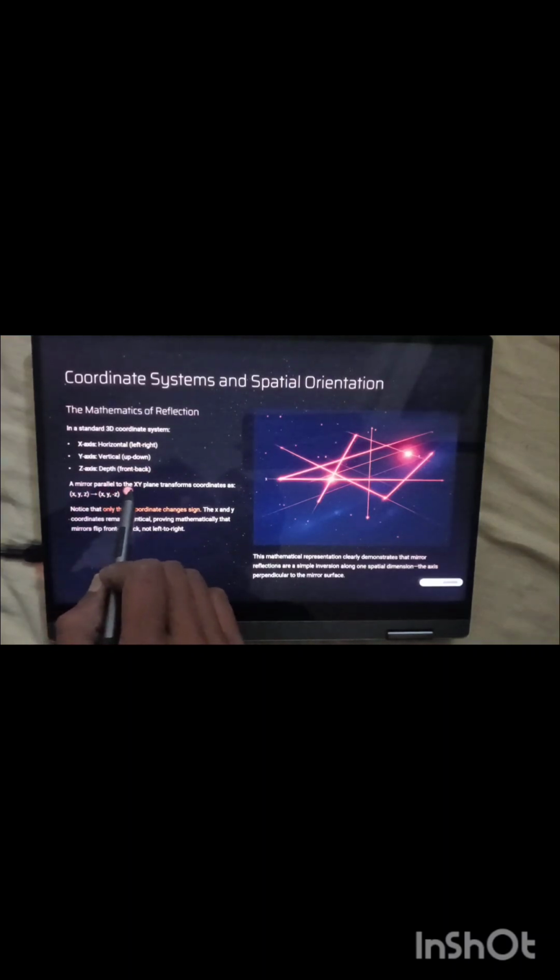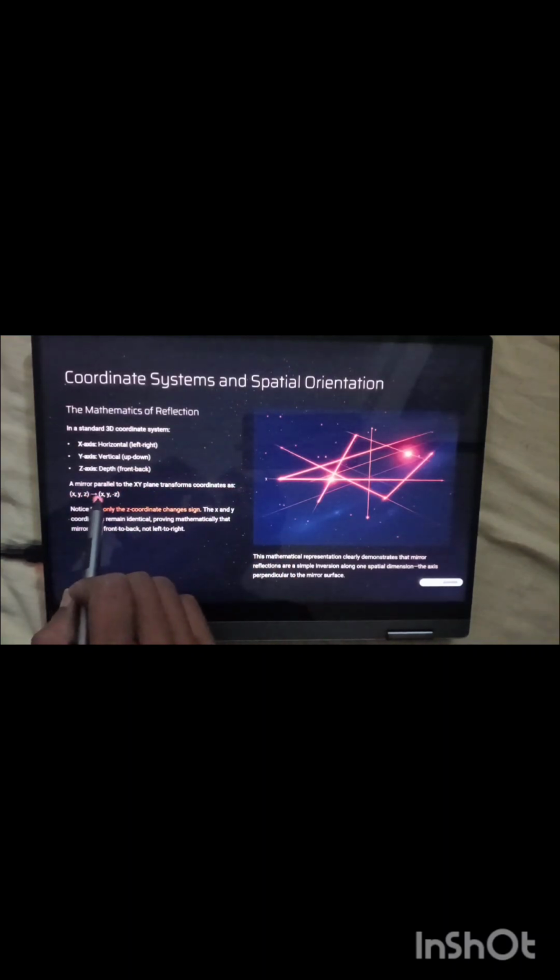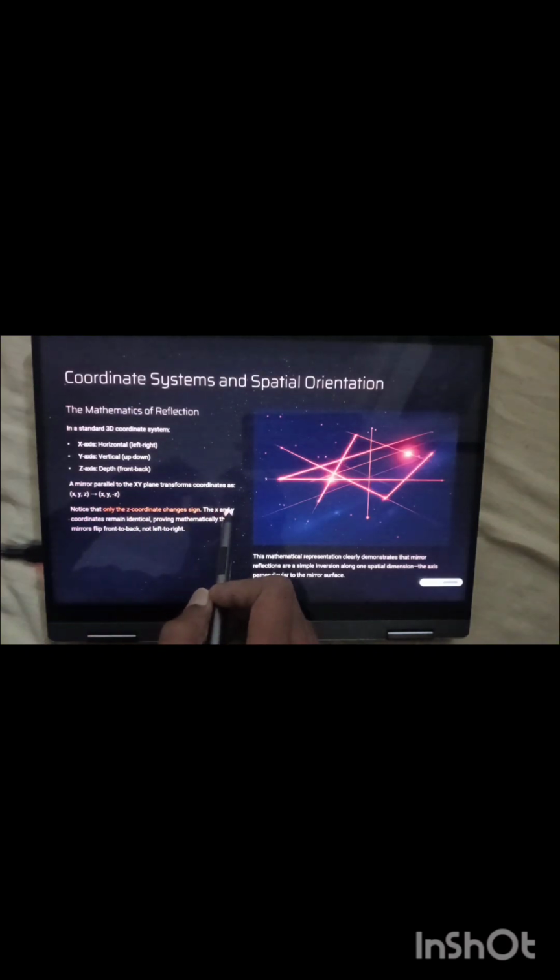A mirror parallel to the XY plane transforms coordinates from (x, y, z) to (x, y, -z). Notice that only the Z coordinate changes sign. The X and Y coordinates remain identical, proving mathematically that mirrors flip front to back, not left to right.